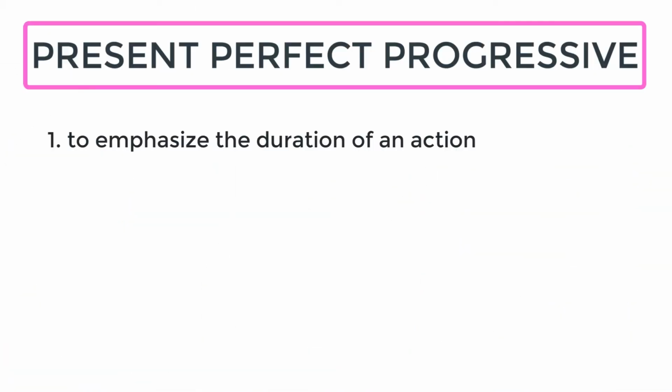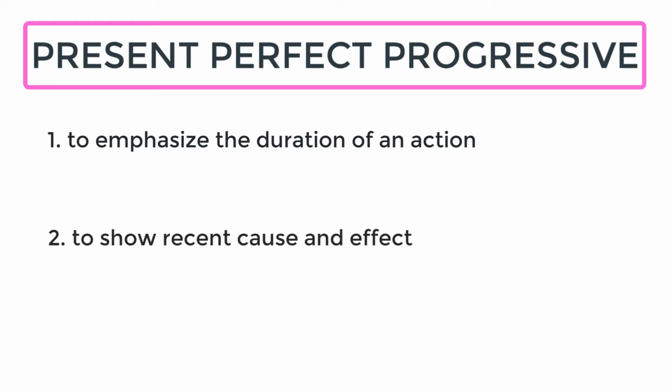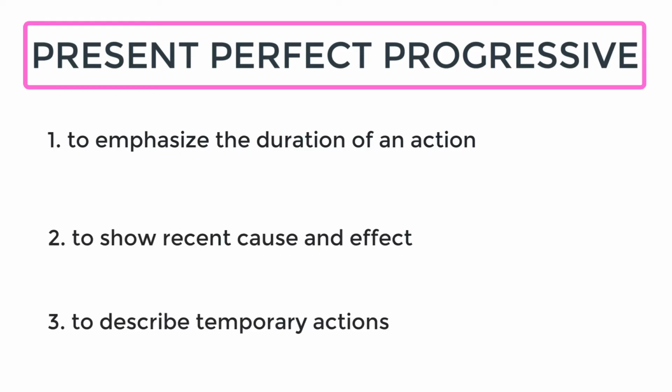The present perfect progressive is used to emphasize the duration of an action, to show recent cause and effect, and to describe temporary actions.